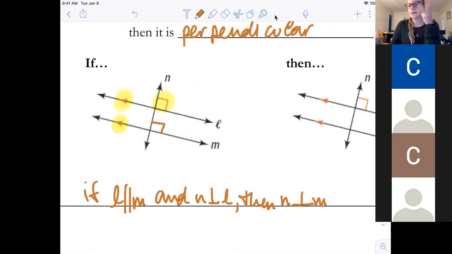With 3 lines, you can have 3 lines that are parallel, or you can have 2 lines that are parallel and 1 that's perpendicular to them. All 3 can't be perpendicular to each other. Only 2 can be perpendicular to each other. So if you have 3 perpendiculars, then something's wrong.